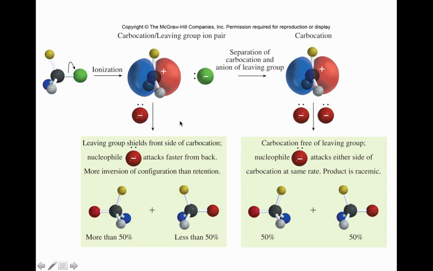In any case where the leaving group shields the front side of the carbocation such that it cannot get away, we would get a more than 50% inversion at the stereocenter. We'd be able to determine this by the solvent structure, which we'll talk about a little later in the pre-lecture.